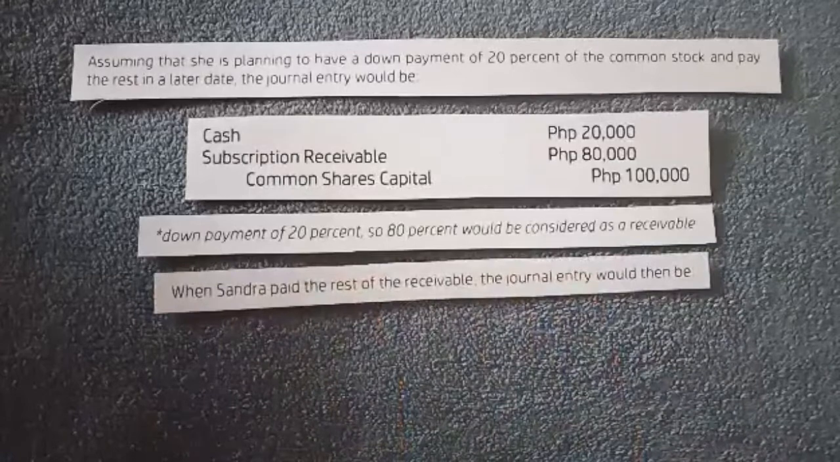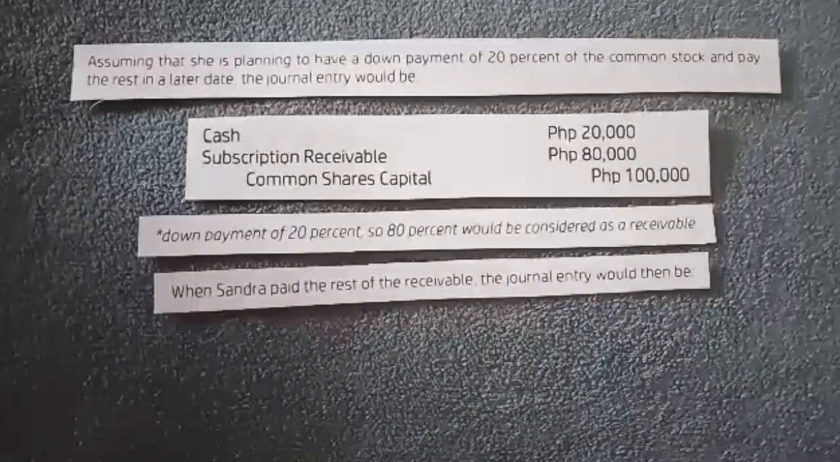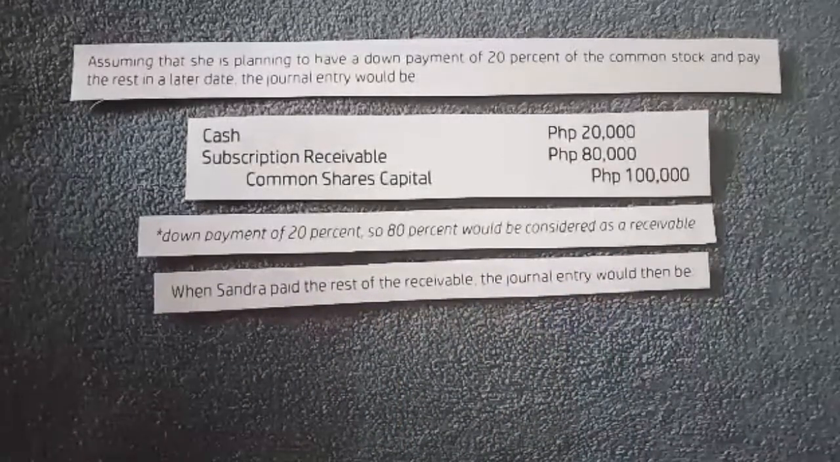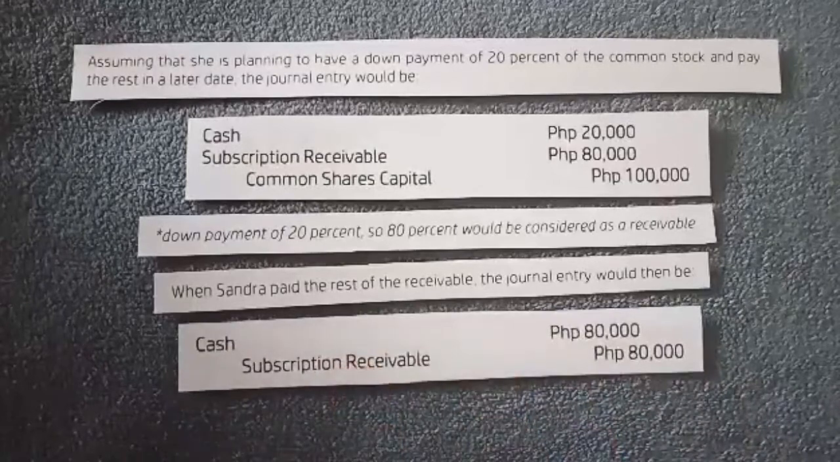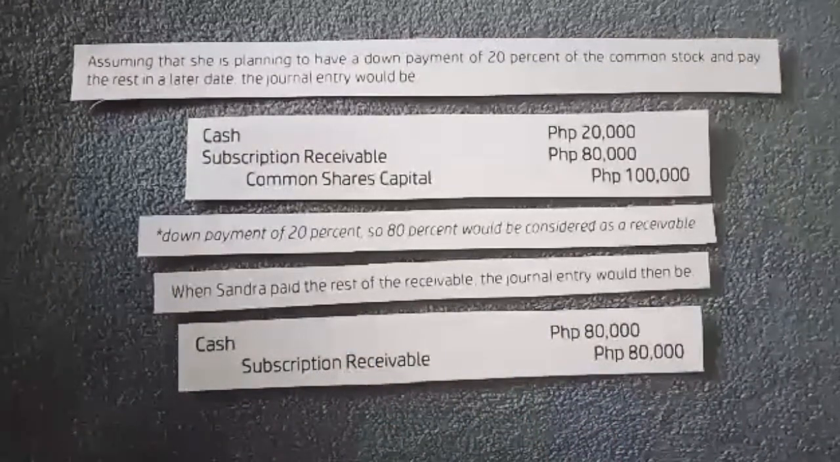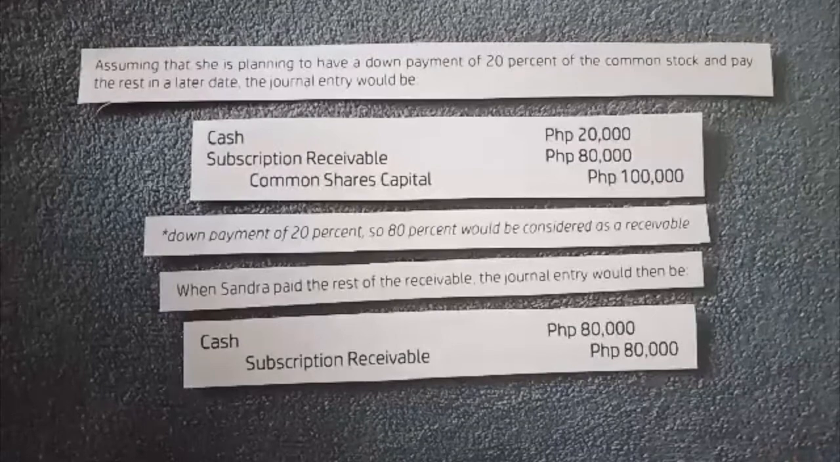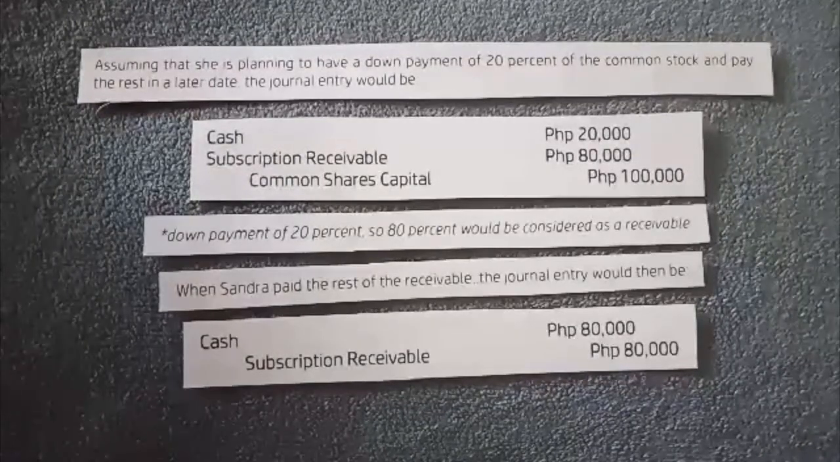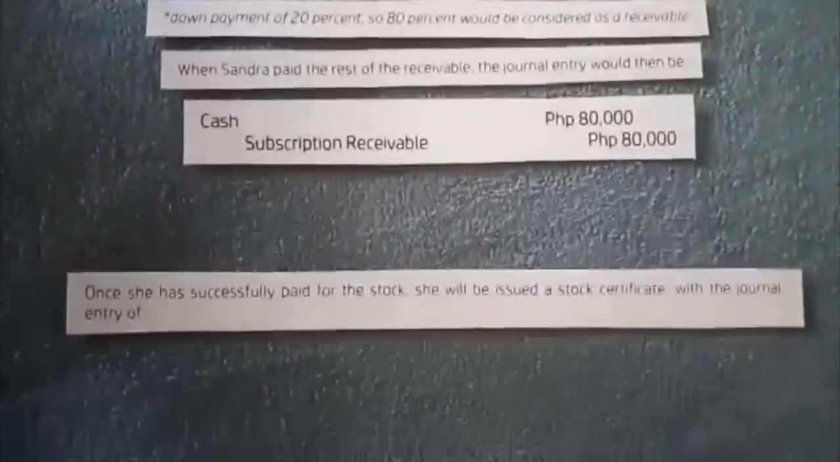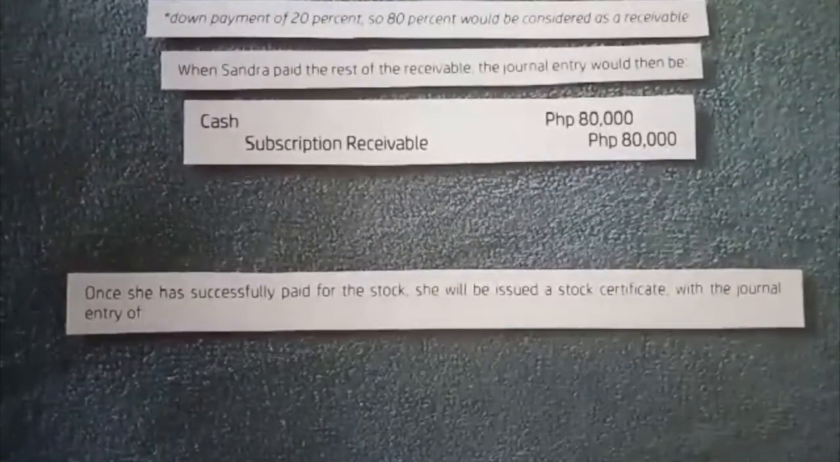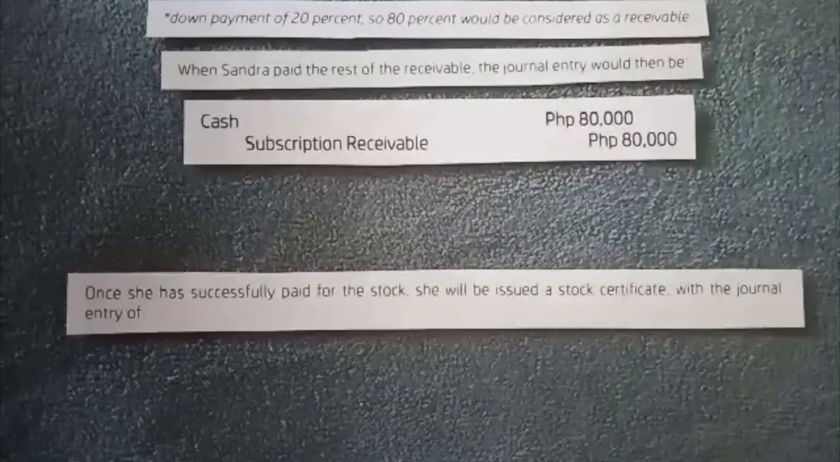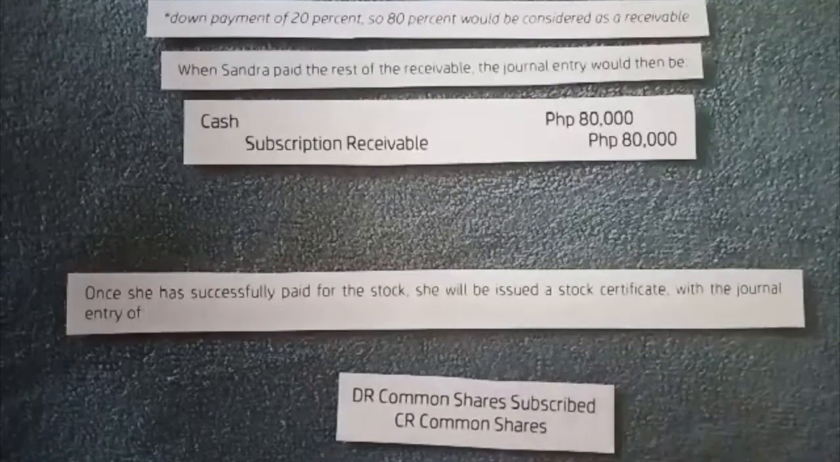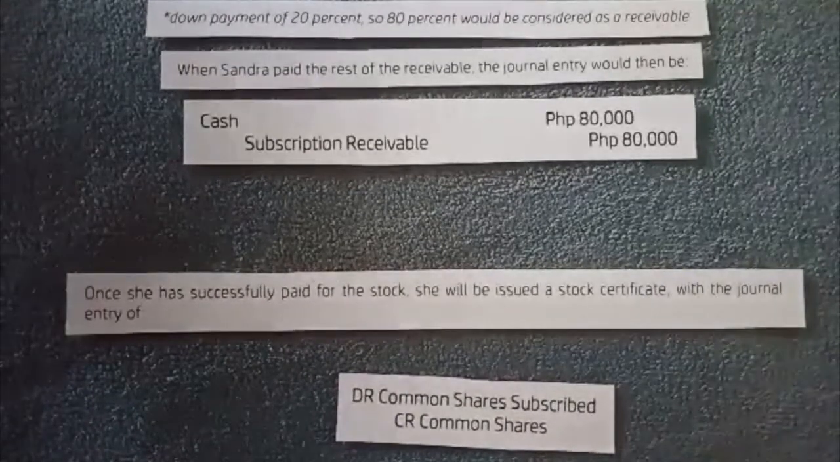When Sandra paid the rest of the receivable, the journal entry would then be debit cash 80,000 and credit subscription receivable 80,000. This is when Sandra paid for the rest of the money that she owed. Once she has successfully paid for the stock, she will be issued a stock certificate with the journal entry of debit common shares subscribed and credit common shares.